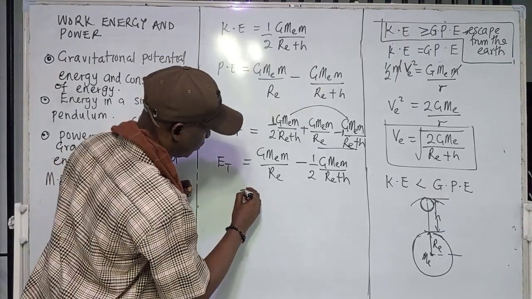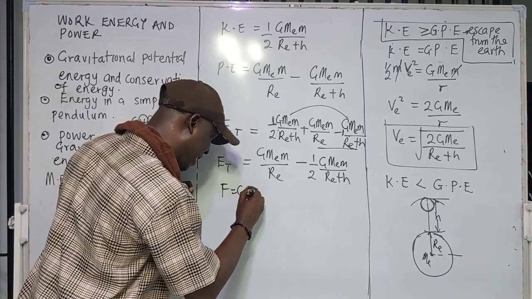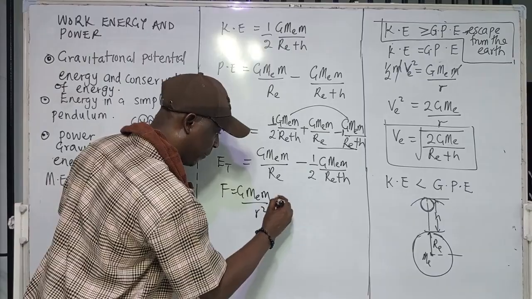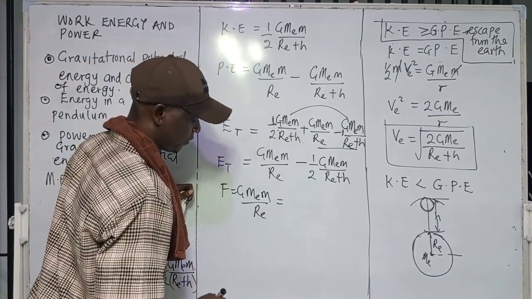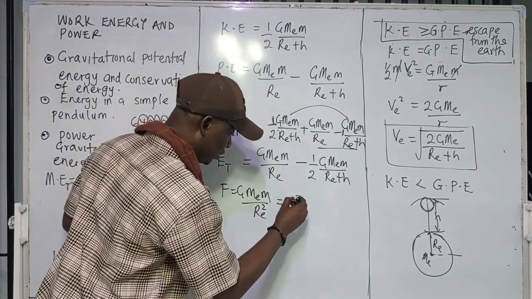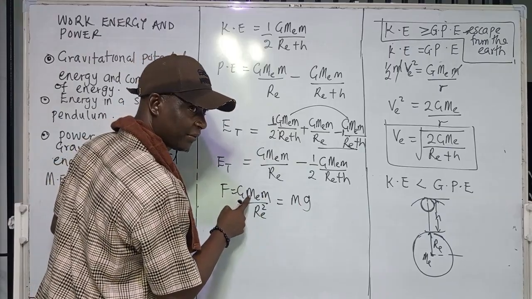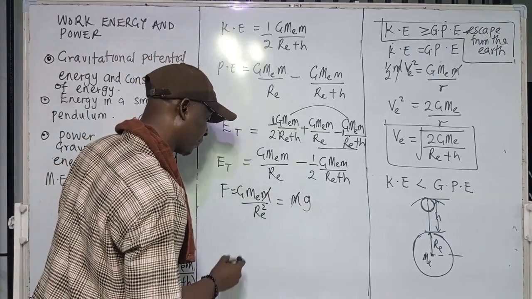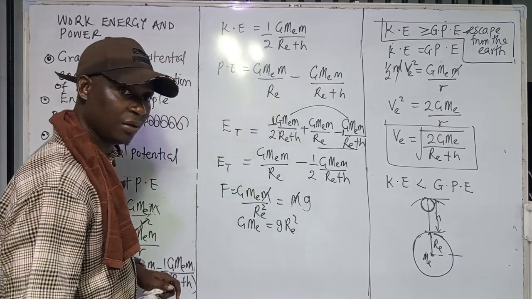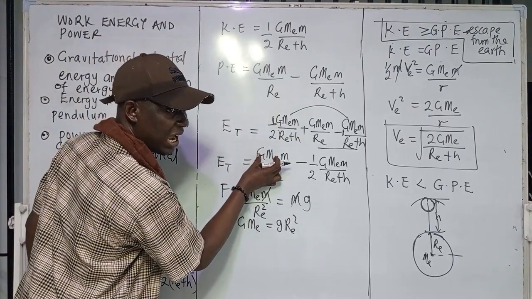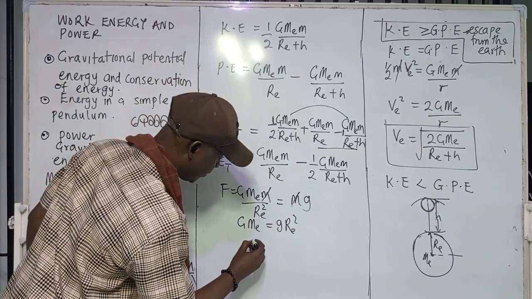Look at the board now. Look at this. Do you know that F is equal to G M E M over R square, which is the same thing as, on the earth surface, R E, equal to M g? This is the mass of the satellite, mass of the earth, radius of the earth. If this one cancels out, what will happen? That means G M E is equal to g R E square. Now, let's substitute. Anywhere you see G M, let's put g R E square.